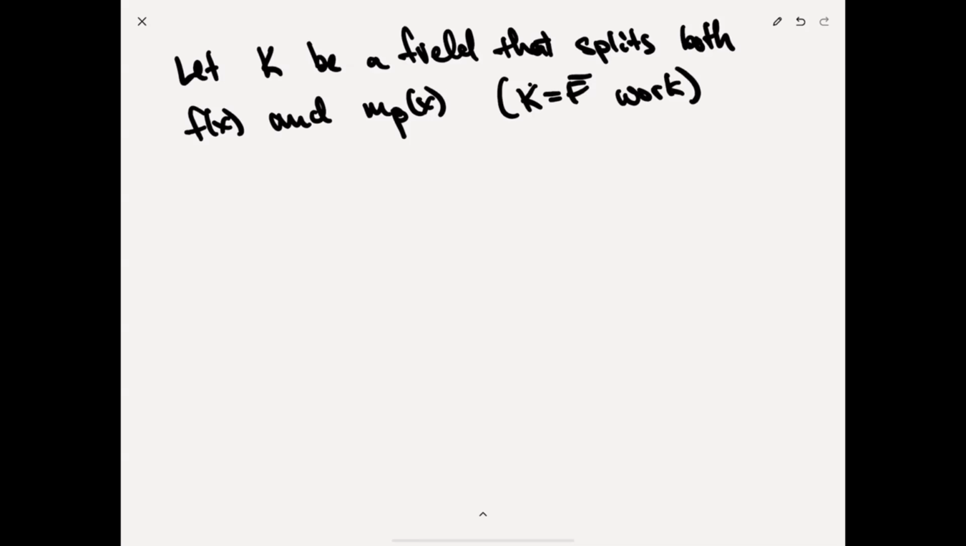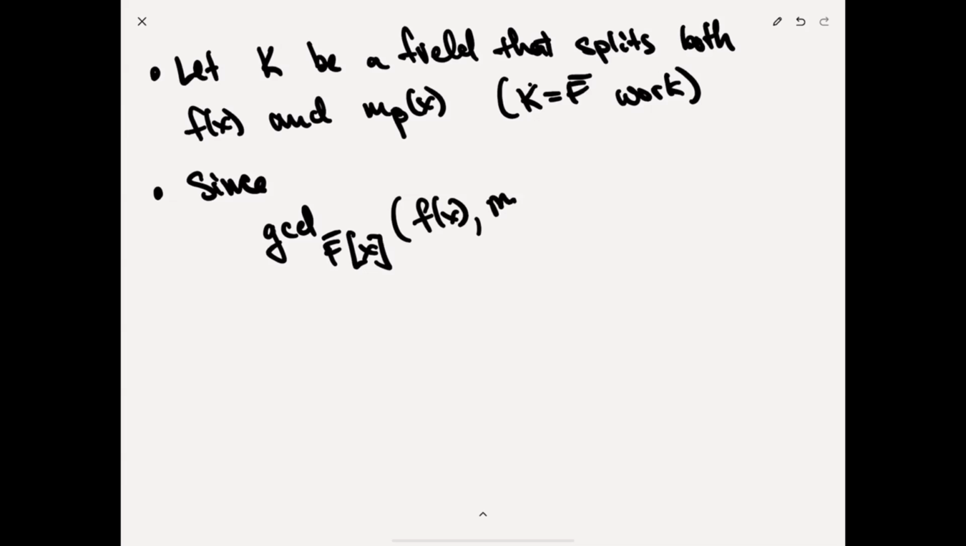Splits means, and I'm going to say this again later in another video, that it just factors into monic irreducible pieces. That's a thing called the splitting field, and we're going to talk about that in the next video. Okay, so I should have just said algebraically, let's just take the algebraic closure, right? So since the GCD of this thing, if I take this one, the GCD will be the same.